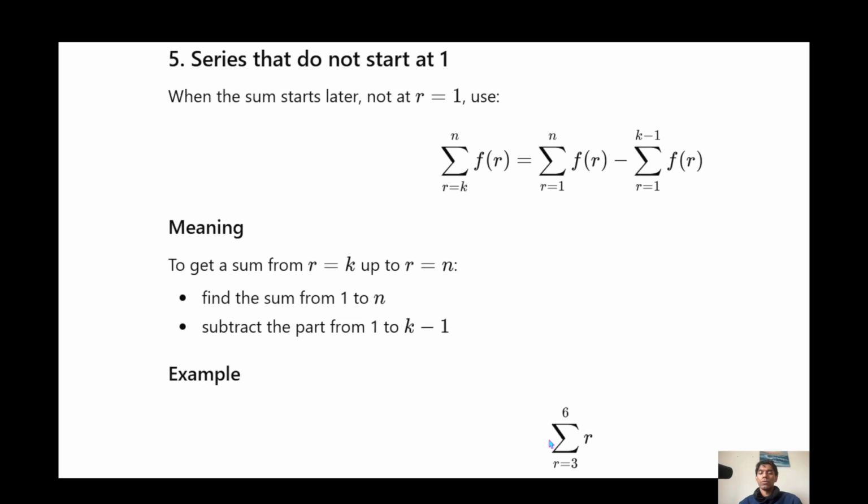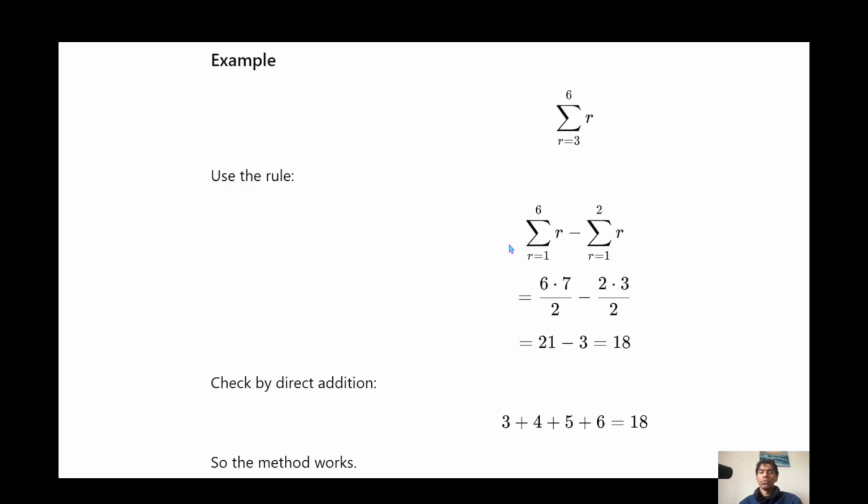For example, with the sum of r equals 3 to 6 of r, use the rule: the sum of r equals 1 to 6 of r minus the sum of r equals 1 to 2 of r is equal to 6 times 7 divided by 2 minus 2 times 3 divided by 2, which is equal to 21 minus 3, which is equal to 18. Now we can check by direct addition, so 3 plus 4 plus 5 plus 6 is also equal to 18. So the method indeed works.